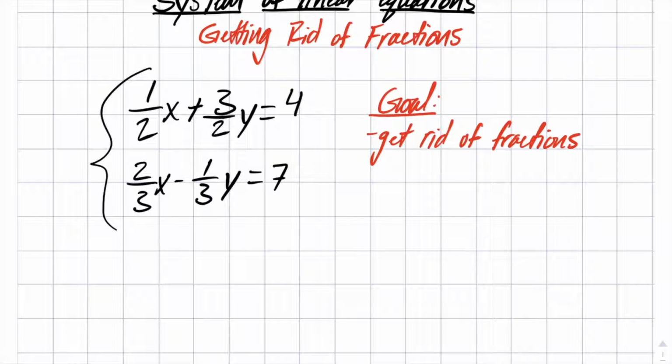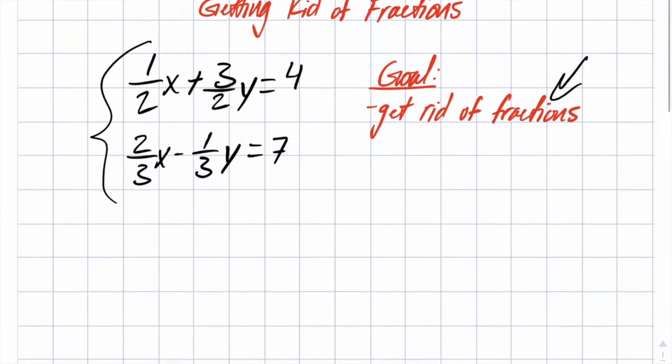Today we're going to be working with systems of linear equations, but we're going to be focusing more on just getting rid of the fractions, okay? Now, we have a system here, 1/2 x plus 3 over 2 y equals 4, and the other one is 2 over 3x minus 1/3 y equals 7, okay? And again, our goal is to only get rid of the fractions. That's it. That's all we want to do.